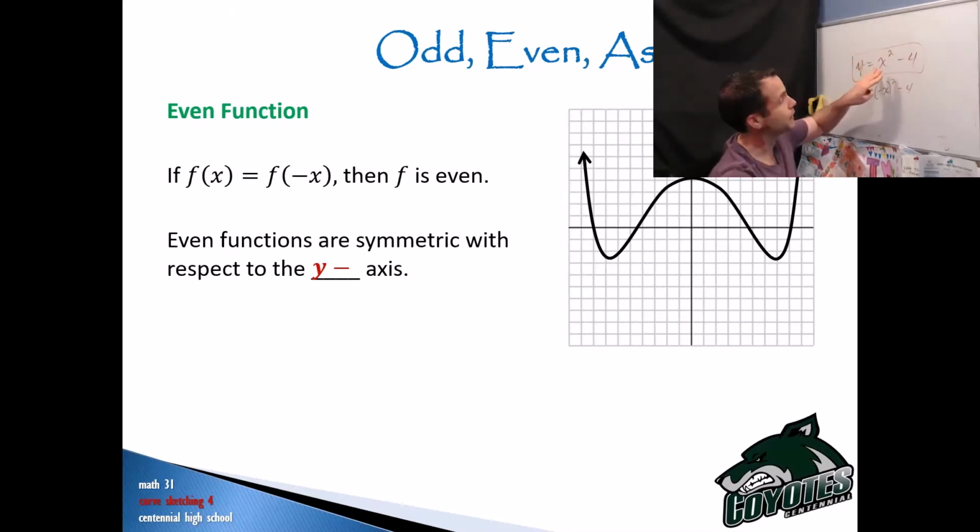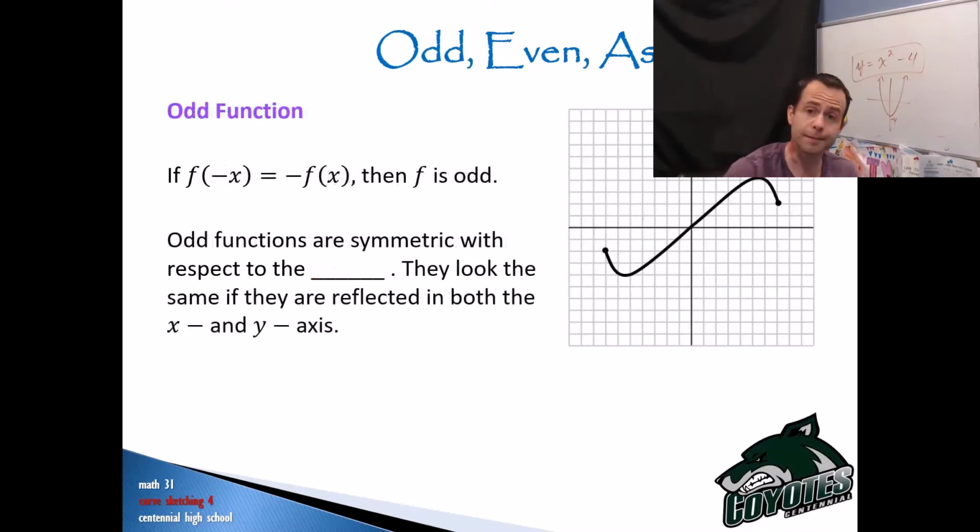This guy would be symmetrical about the y-axis, okay? And you know that if you think about the drawing of that, right? That's just a parabola that has a vertex down at negative 4. So we can see that it's symmetrical about the y-axis. Okay, so that's an even function. If you want to test for an even function, you replace x with negative x, and then see if you get out the same thing.